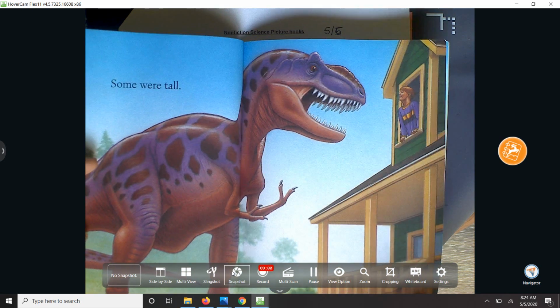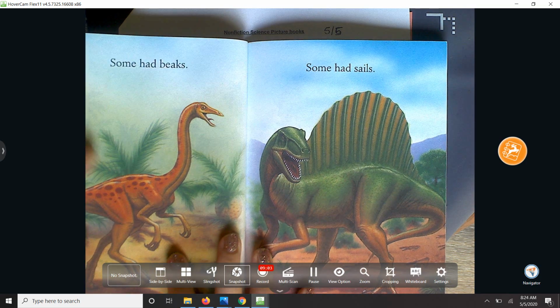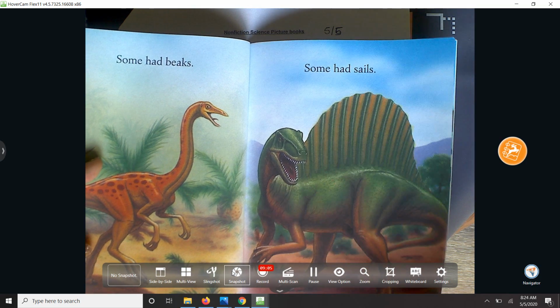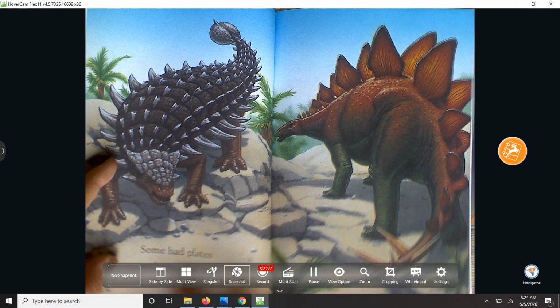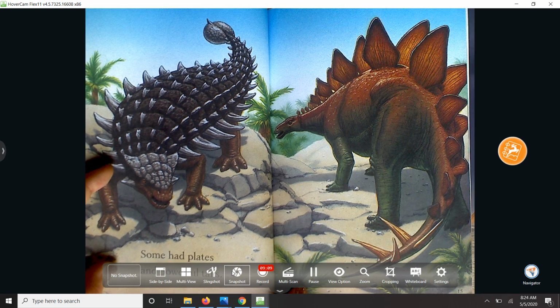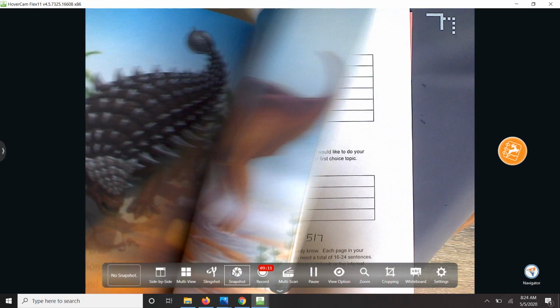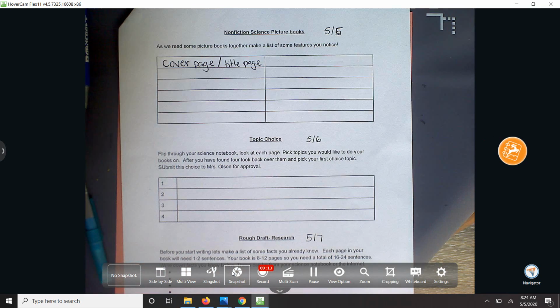Some were tall. Some had beaks. Some had sails. Some had plates and powerful tails. I'm going to pause right here. The rest of this book is great as well, but I want to take some notes from it.